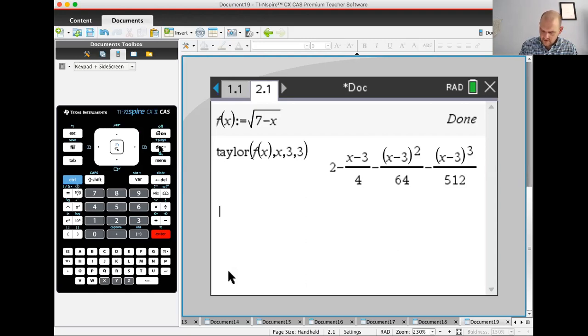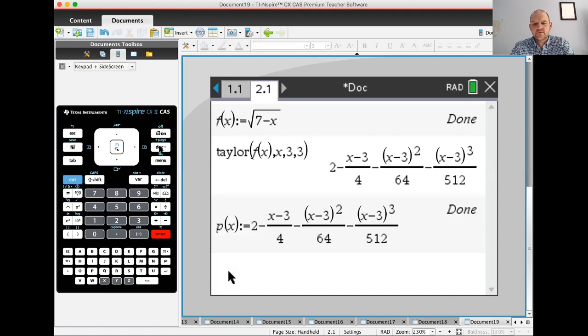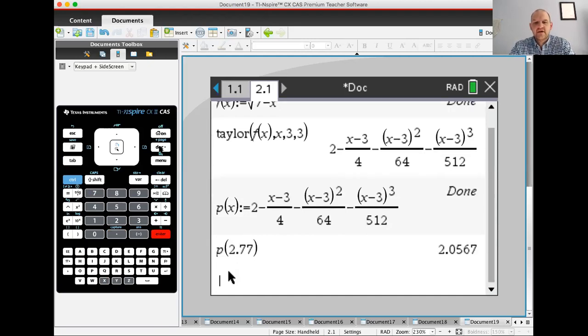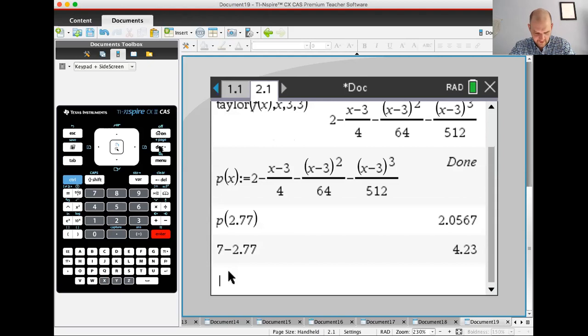So this is my polynomial. Now what I'm going to do is approximate P of 2.77. Now why am I using 2.77? It's because I'm trying to approximate the square root of, for some reason, 4.23. And if I do 7 minus 2.77, it gives me 4.23, which is what I'm trying to approximate the square root of. So I have to plug in 2.77 to do that. That's why that value is weird.